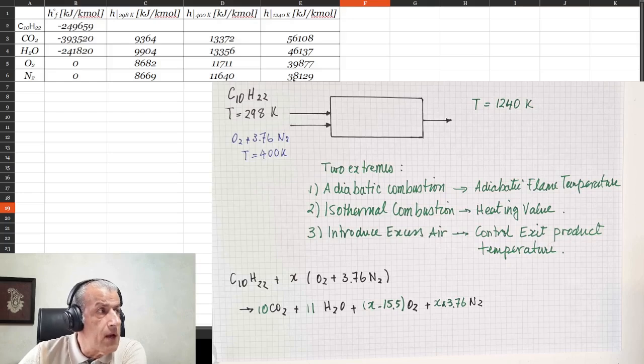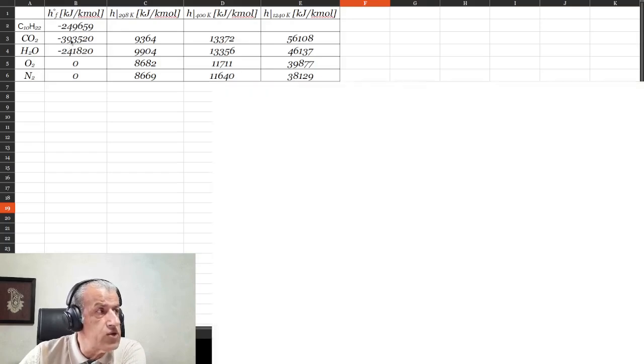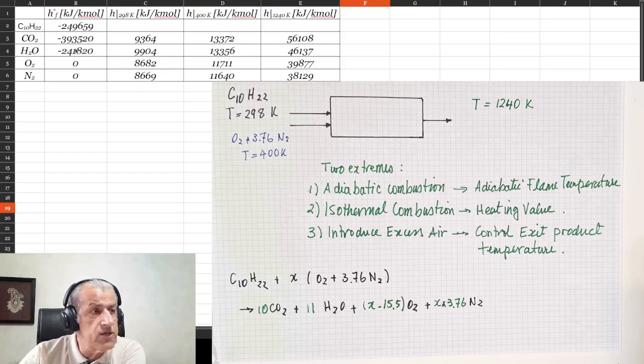Now, the other two elements we have to consider are CO2 and H2O. Enthalpy of formation for them are these two values. Their enthalpies at 298 are here, at 400 K they are here, although these two values don't enter our question because all we have is CO2 and H2O at 1240 and not at 400 K.